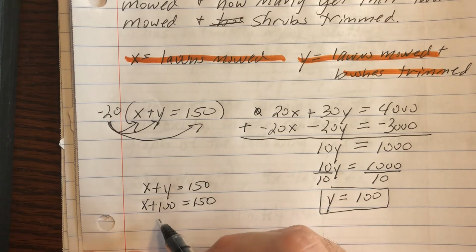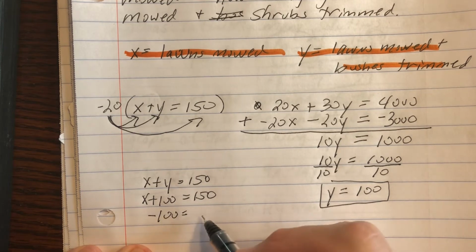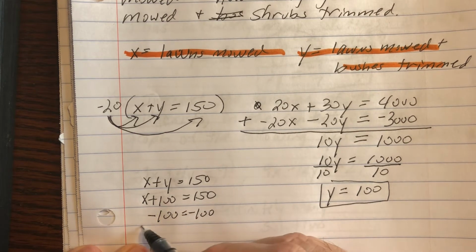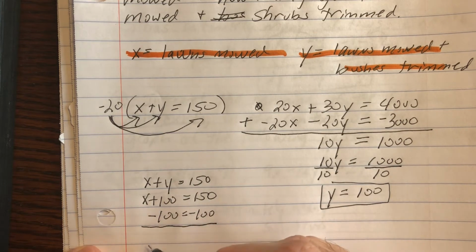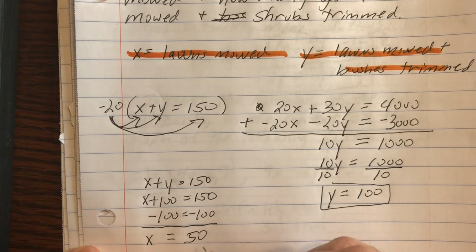And now to get x by itself, I'm going to get rid of that 100. The inverse operation here is subtraction. So I subtract 100 here, and I need to subtract 100 from the other side of the equation. The hundreds are eliminated. You bring down your x. 150 minus 100 is 50. So my x is 50.